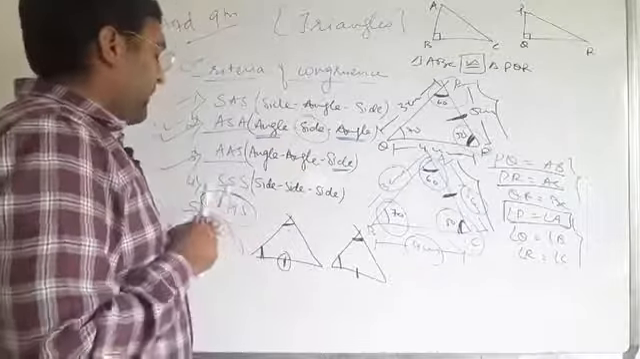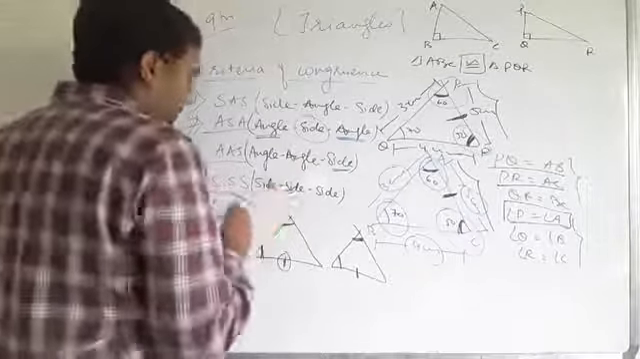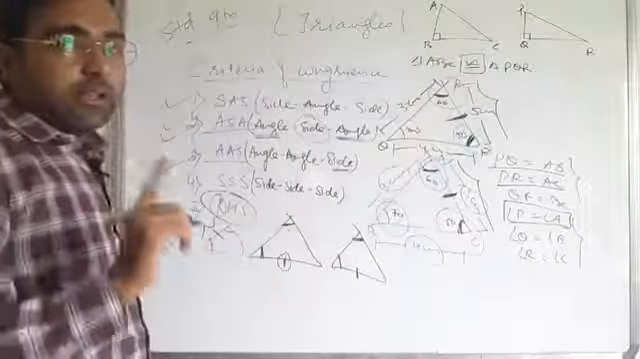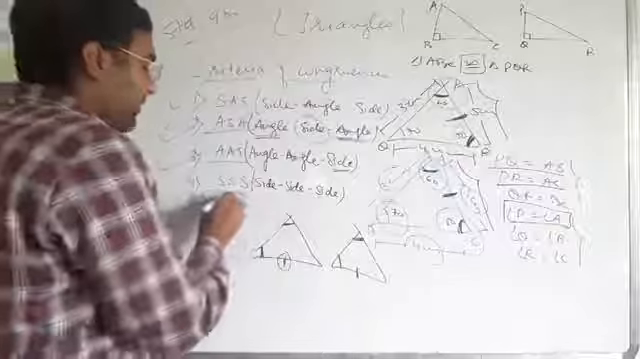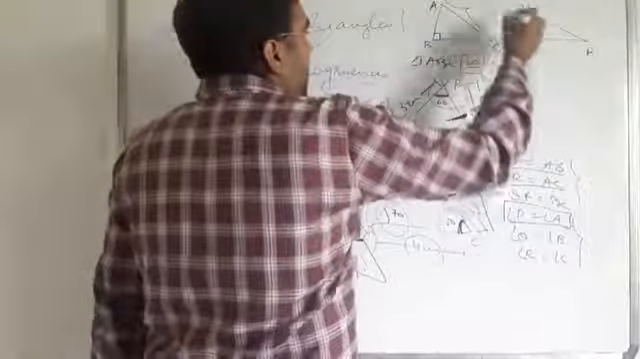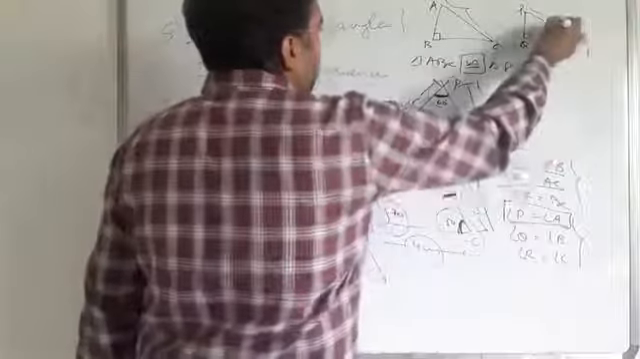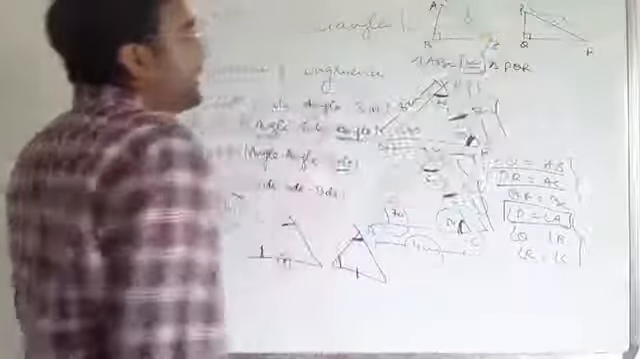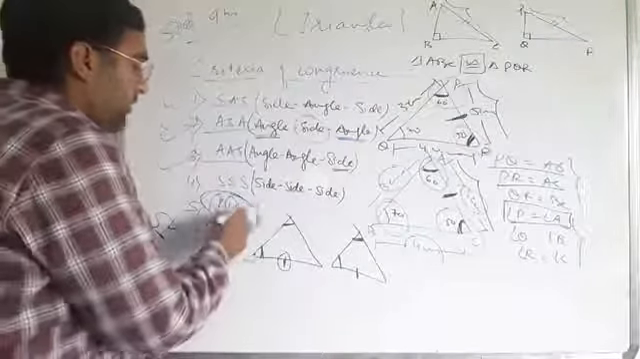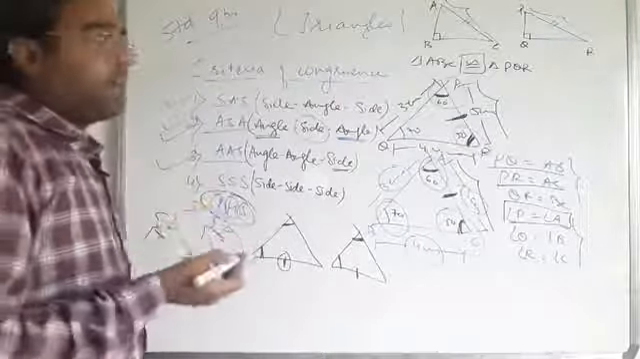So now what is my RHS? R is the right angle. Both of them have a right angle. Second is H, and H means hypotenuse. The hypotenuses of both right angle triangles must be equal to each other. And S is one of the sides.